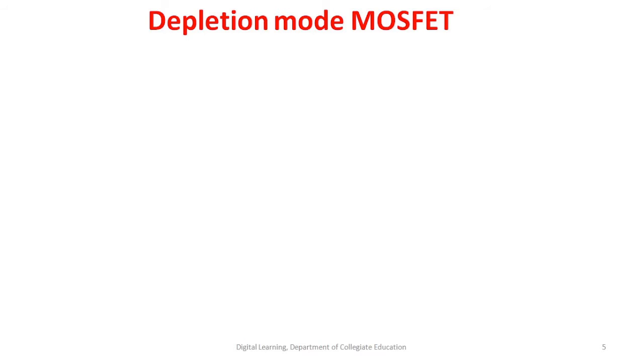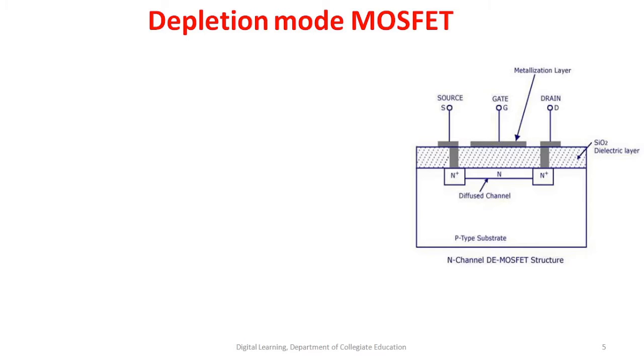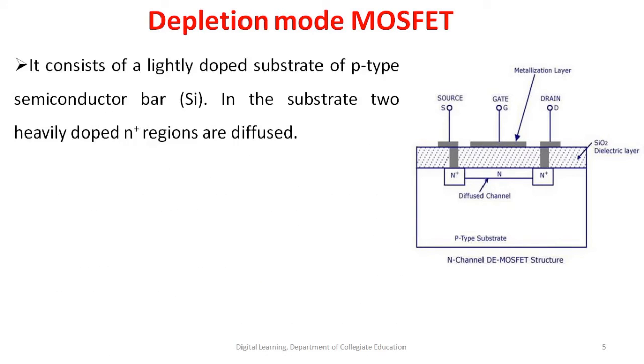Coming to the depletion mode MOSFET, this is the diagram showing the depletion mode MOSFET. It consists of a lightly doped substrate of P-type semiconductor bar, which is made up of silicon. In the substrate, two heavily doped N plus regions are diffused. You can observe in the figure, two N plus regions are diffused into the P substrate.